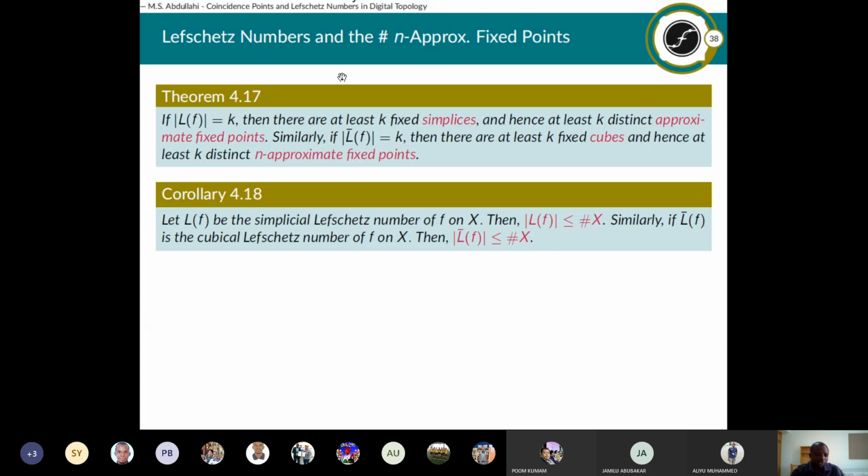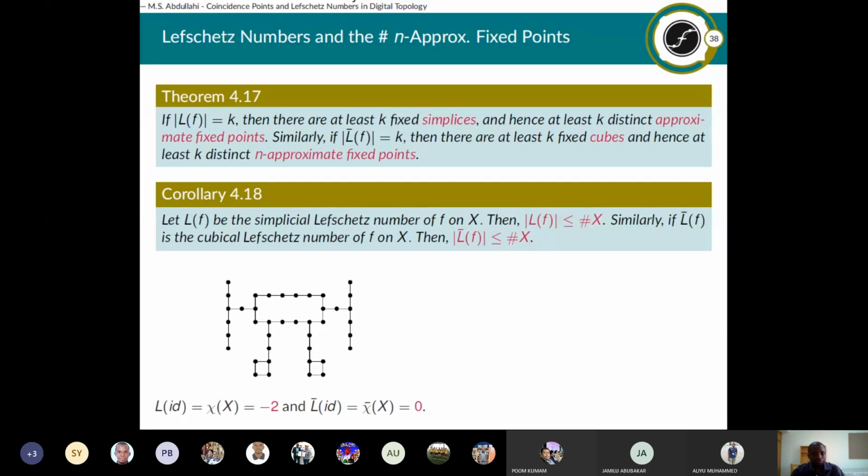Due to this, as a corollary to this result, we found that the absolute value of this is a lower bound for the number of elements in the set. It is always less than or equal to the number of elements in the image of X. Similarly in the cubical case.